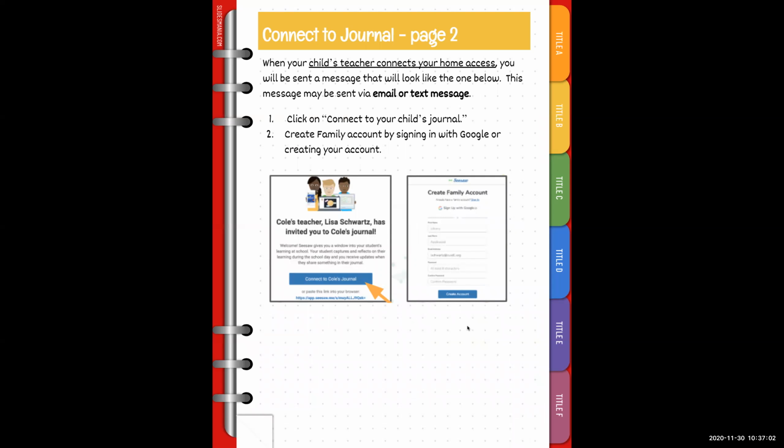You can connect to your child's journal once your teacher has allowed this to happen, so that's really key. Make sure, again, the teacher has to connect their home access. And when that happens, you'll receive an email or a text message. This is what's going to appear, and then you would click on connect and fill in the appropriate information.